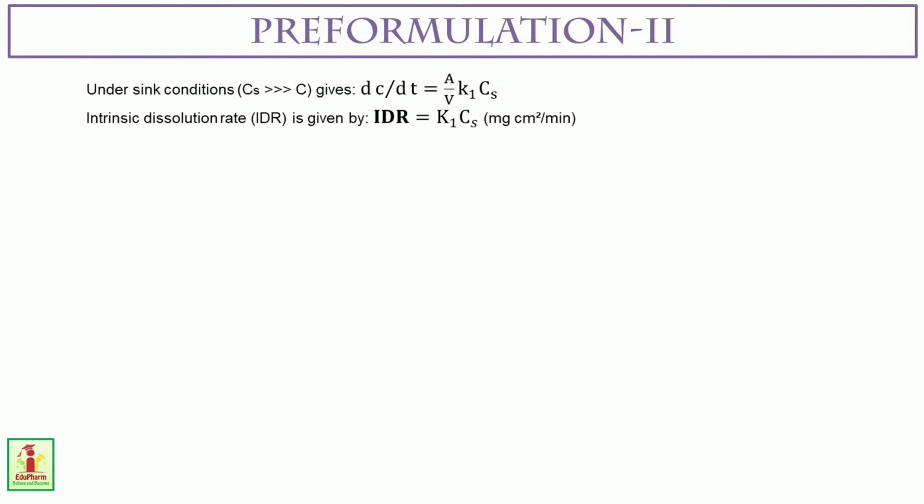Under sink conditions, concentration of saturated phase is many times greater than the normal concentration, which gives dC by dt equal to A by V K1 CS. Intrinsic dissolution rate is given by K1 CS.